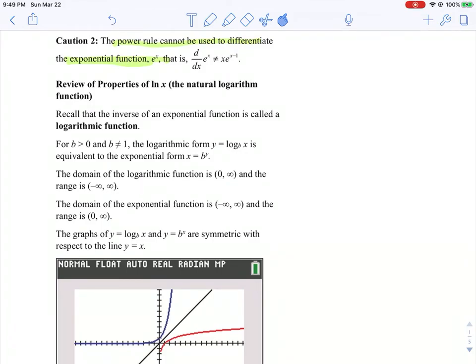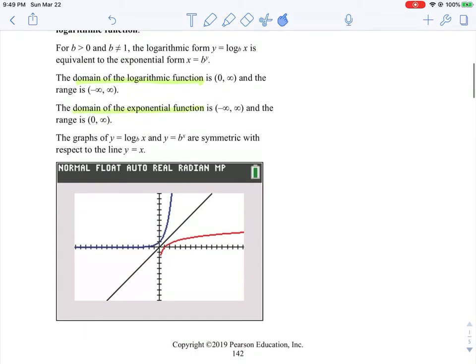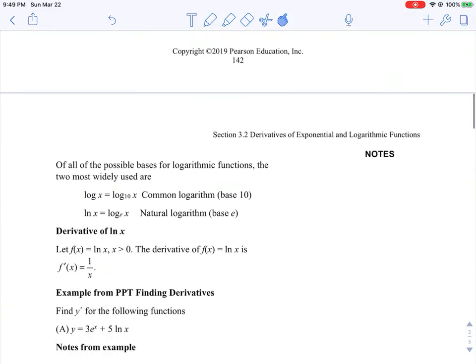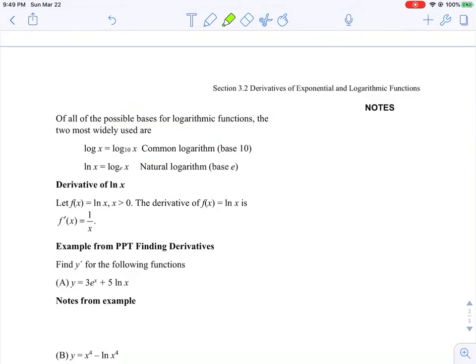Properties of a natural log, it's written down here. Just recall some information. If you want to read up on that, domain of log function, domain of the exponential function, the graphs. Knowing that log means log base 10 and a natural log means log base e.